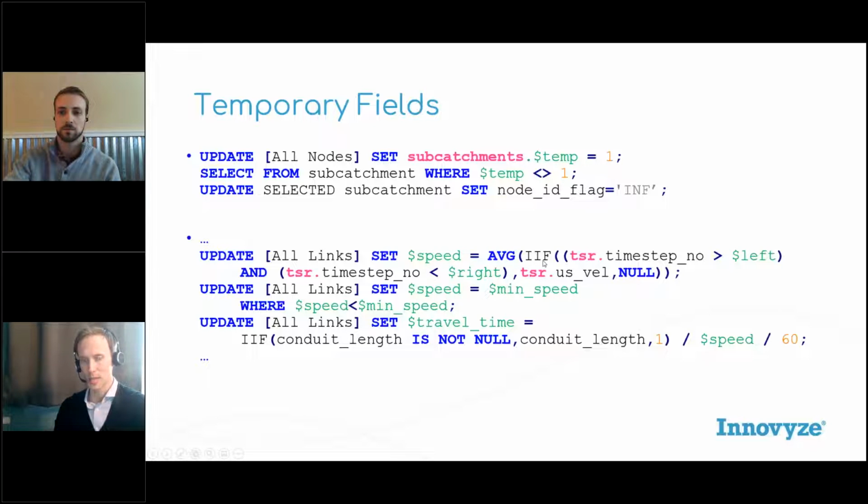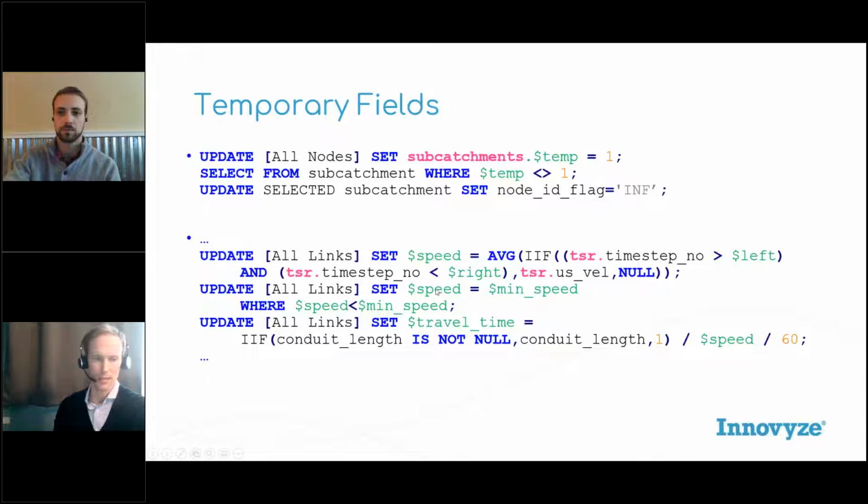So you can actually say set speed, come up with your own temporary variable, equal to the average. You can use an if statement. And then the TSR is the subtable of results that includes all of your time series results. And so this is a bit complex of an example, but just to give you a feel of what you can accomplish, we're averaging out all of the upstream velocities, but we're only using the values that are in between these certain time steps. And if not, it's going to be null, so it's not going to be included in the average. And then you can update that speed later on.